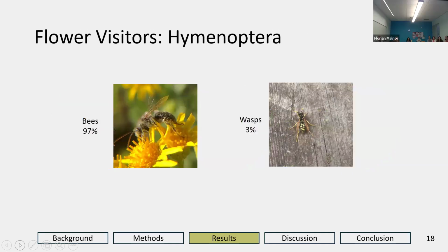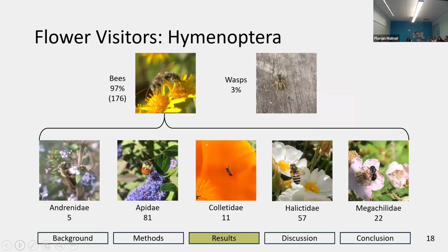So looking into that order Hymenoptera, of those 176 bees or insects, 97% of those were bees. So the vast majority, I found, I think about 9 wasps. 3% of that were wasps, but very much mostly bees. And those came from 5 different families of bees. So Andrenidae, there are 5 bees, 81 from family Apidae, that includes bumblebees like that one. Colletidae had 11, Halictidae had 57, and Megachilidae had 22.